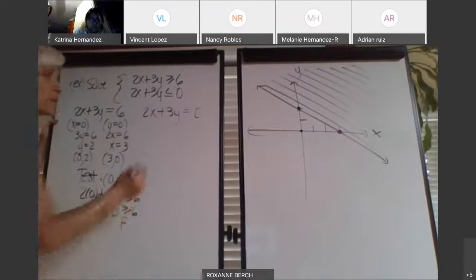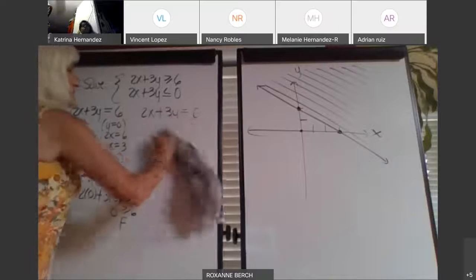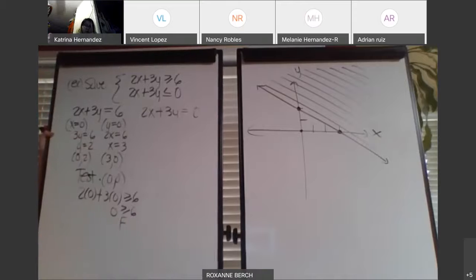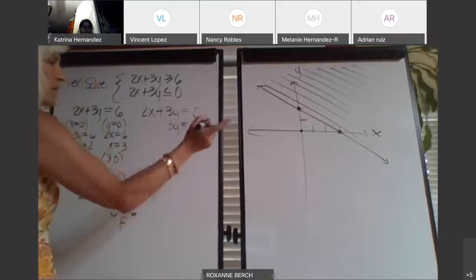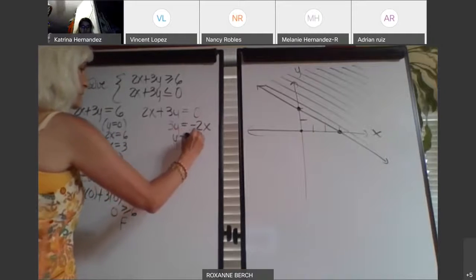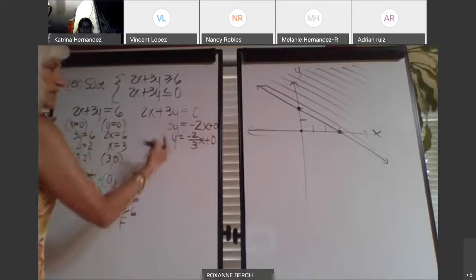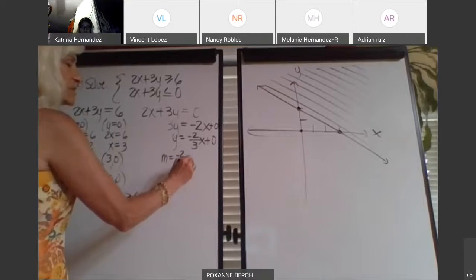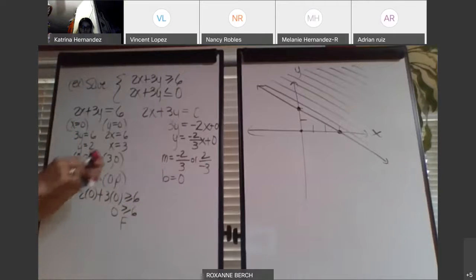There's your equation, solve for y. So subtract 2x, or it's wet. I'm crazy. Just dry. Yeah. Subtract 2x, 3y is equal to negative 2x plus 0. Divide by 3. So the slope is down 2, right 3, down 2, right 3, or up 2, left 3. And the intercept is 0, 0. I meant to write that in pink. I'm sorry. So this should be in pink.